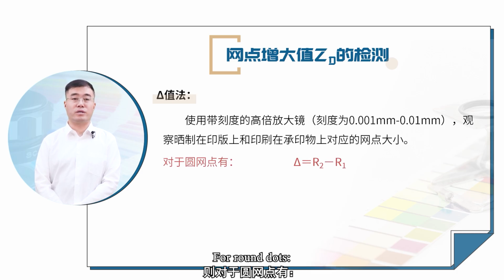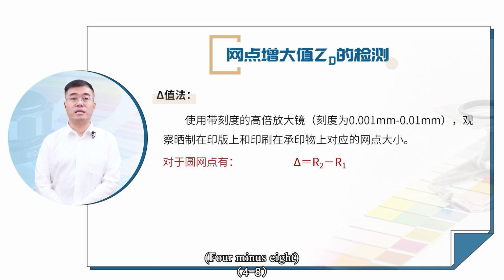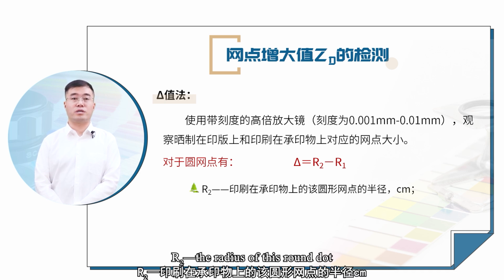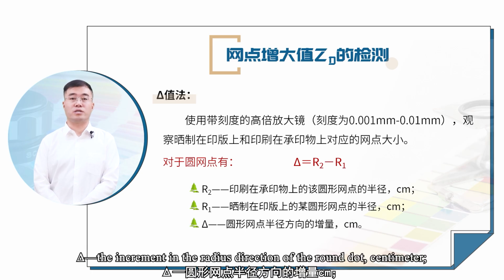For round dots, as shown in the figure, delta equals R sub 2 minus R sub 1. R sub 2, the radius of this round dot on the substrate after printing, centimeter. R sub 1, the radius of a certain round dot on the printing plate after exposure, centimeter. In the formula, delta, the increment in the radius direction of the round dot, centimeter.